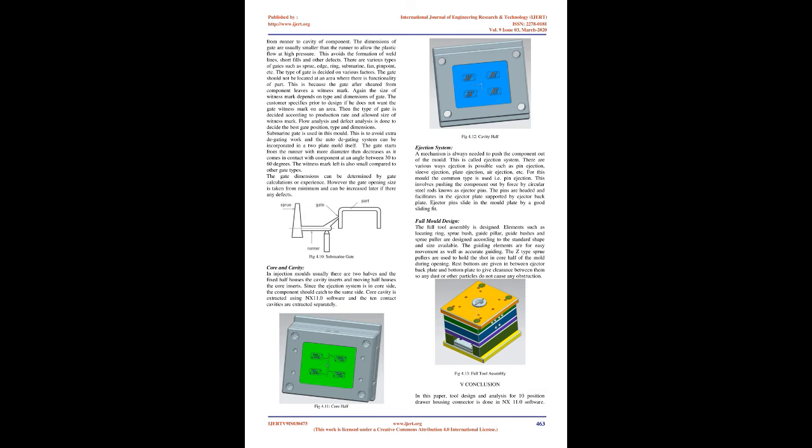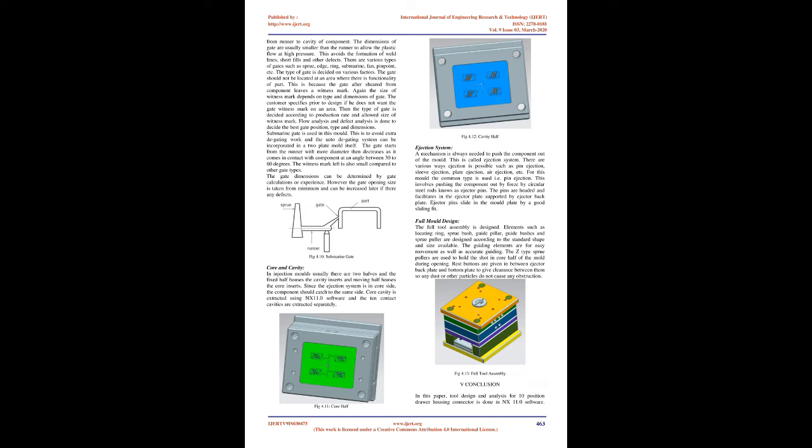The next step is design of feed system for component. The feed system consists of the sprue, runner, subrunners, and gate. Plastic material first flows from the nozzle to core and cavity through a sprue bush and then fills the runner and gate. Gate. The gate is passage through which molten plastic flows from runner to cavity of component.